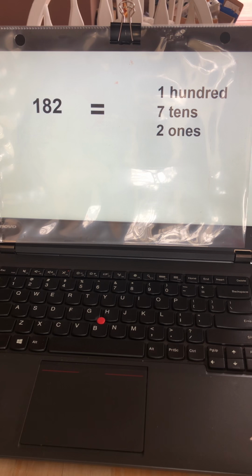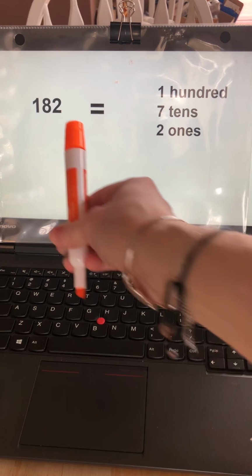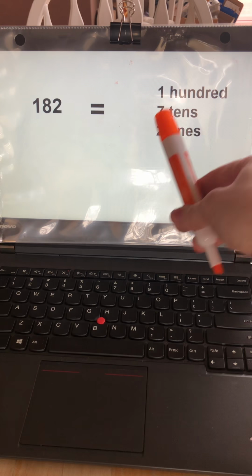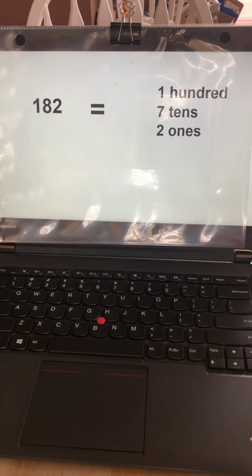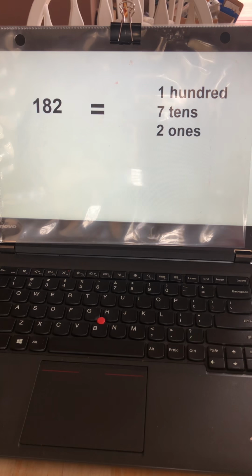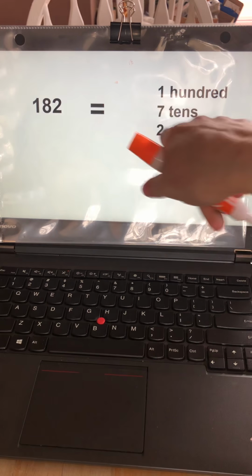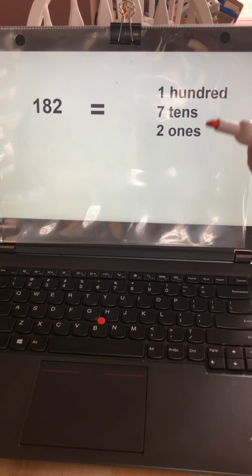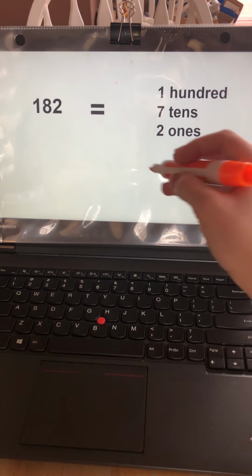3, 2, 1. All right, what do you guys think? Do you think 182 is equal to 100, 7 tens, and 2 ones? Is this true or false? All right, I heard a lot of you say it is false, it is not true. All right, let's prove ourselves. All right, Mr. Manko is going to make the pictures.